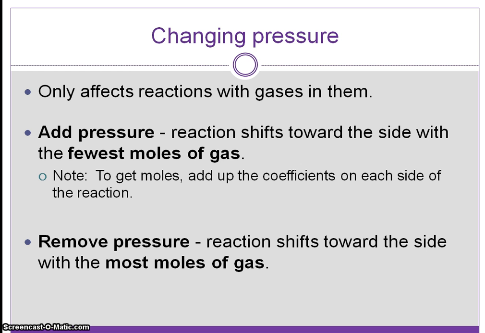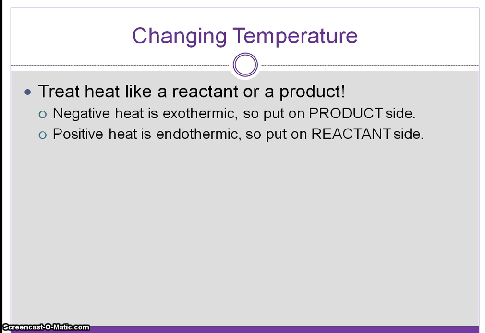And the last thing is temperature. If you're trying to change the temperature of something, you want to treat heat as if it's a reactant or a product. And sometimes they'll put the heat in the reaction for you, and you don't have to worry about it. But sometimes they'll just write it as a number with a sign in front of it. And if the sign in front of the number is negative, that tells you that the reaction is exothermic, so heat is coming out of it, which means it goes on the product side.